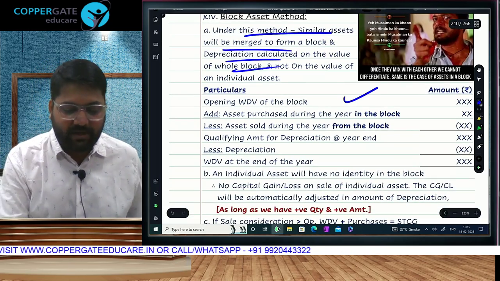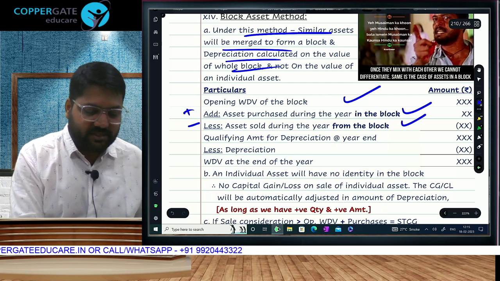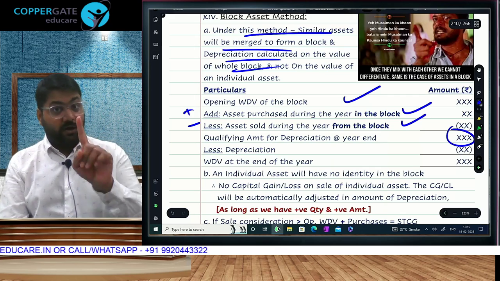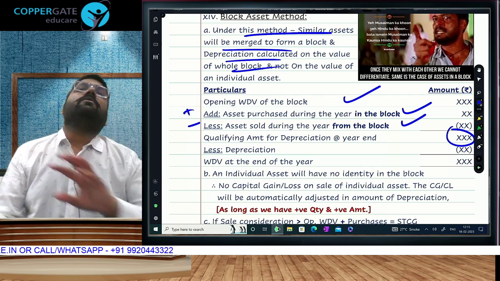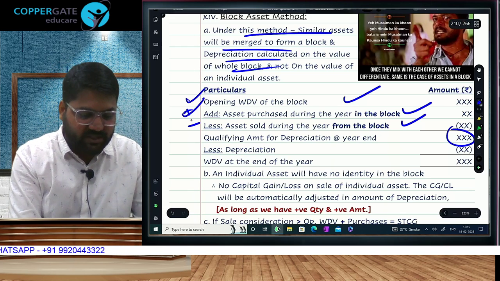How will we compute? Opening WDV. Asset purchased during the year, sold during the year will be subtracted. Add purchases minus sales. Qualifying amount will be computed at the year end. So, full year ka purchases add, full year ka sales subtract. Irrespective of order in which you do transaction, it will always be opening plus purchase minus sale.